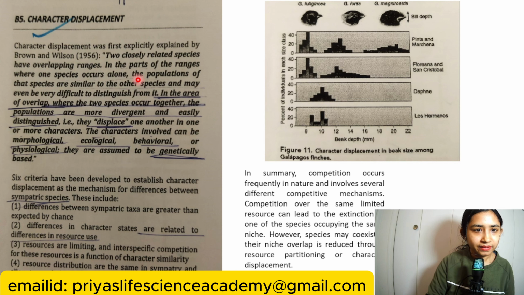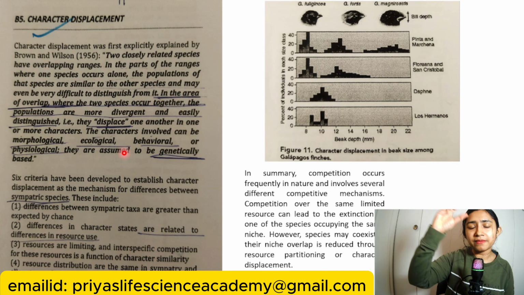Here you can see that two closely related species have overlapping ranges. In the parts of the range where one species occurs alone, the populations of that species are similar to the other species, and may even be very difficult to distinguish from it. In the area of overlap, when the two species occur together, the populations are more divergent and easily distinguished, that is, they displace one another in one or more characters. The characters involved can be morphological, ecological, behavioral, or physiological. They are assumed to be genetically based.